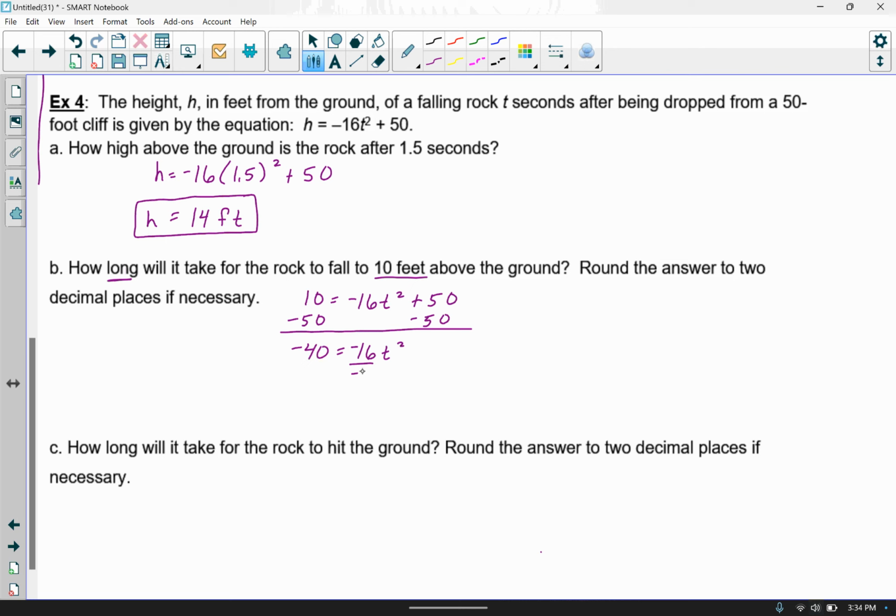I'm going to divide both sides by negative 16. So then I have t squared equals, I can reduce that. I can leave it as a fraction, or I can just go ahead and reduce it. It comes out to be a nice decimal, so 2.5. And then to get t all by itself, just like we were doing previously, take the square root. So you get t equals plus or minus the square root of 2.5, which will give you plus or minus 1.58. You're talking about time, so in our case here, only positive time makes sense, so a positive 1.58 seconds.